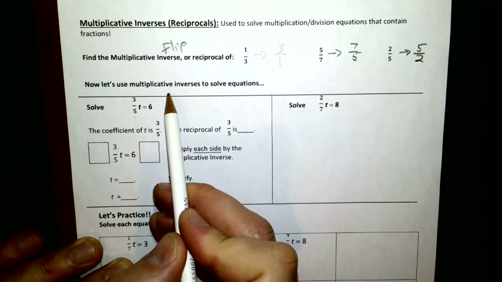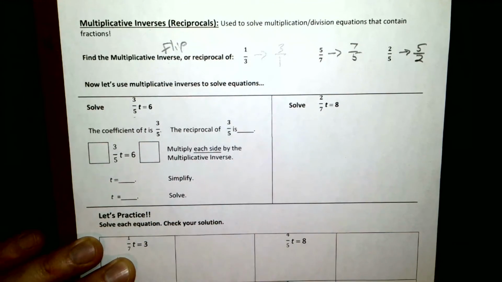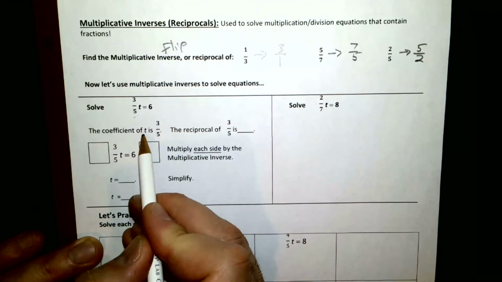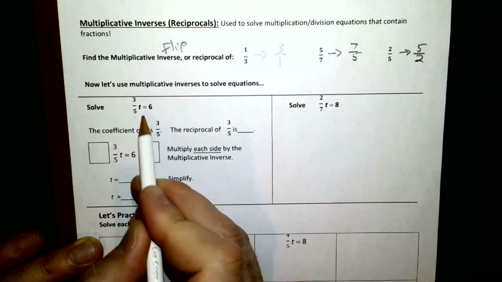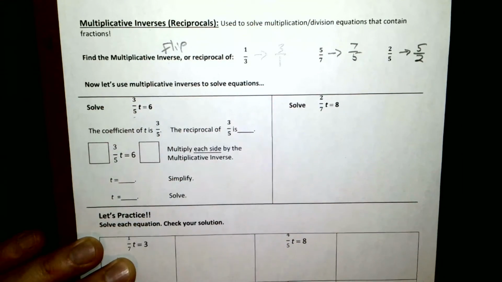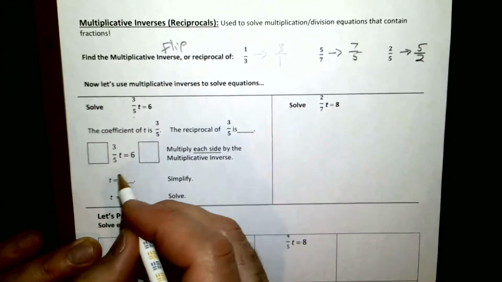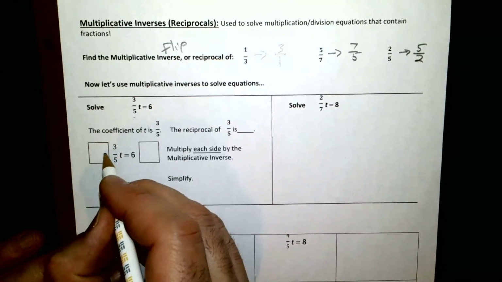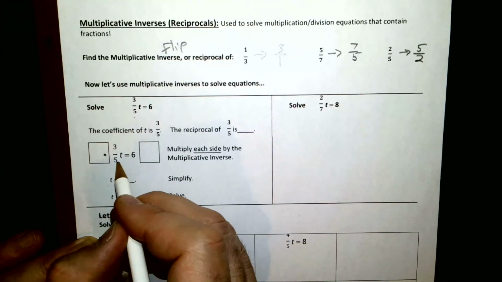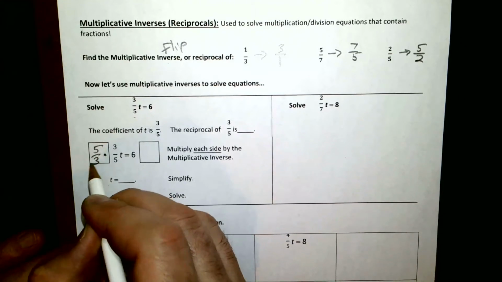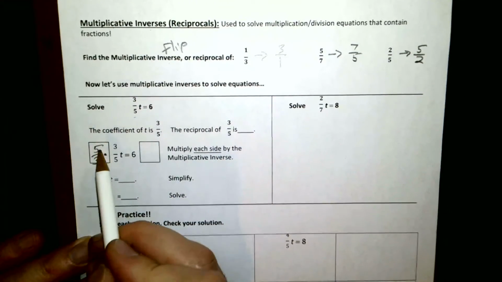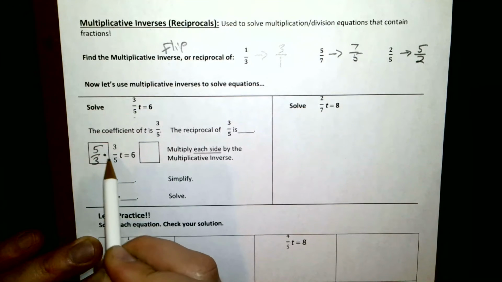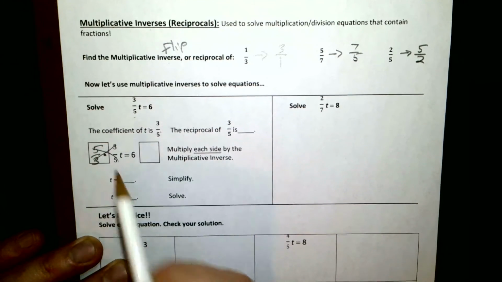So now let's use the multiplicative inverses to solve the equations. So the coefficient of t in this problem is 3/5. T is being multiplied by 3/5. If I want to get t by itself, if I want to isolate that variable, I'm going to multiply it by its reciprocal, 5/3. Because when I do that, I get 15 over 15, which equals 1.